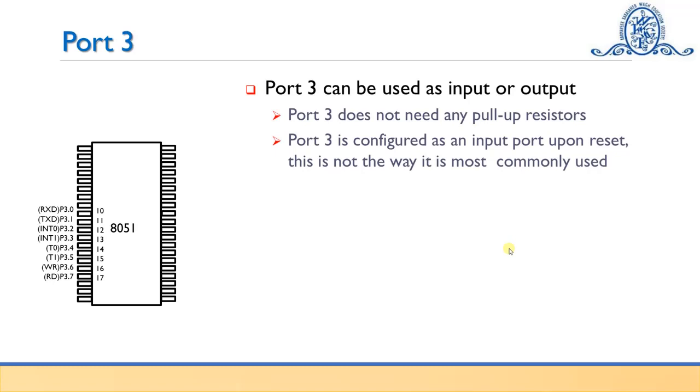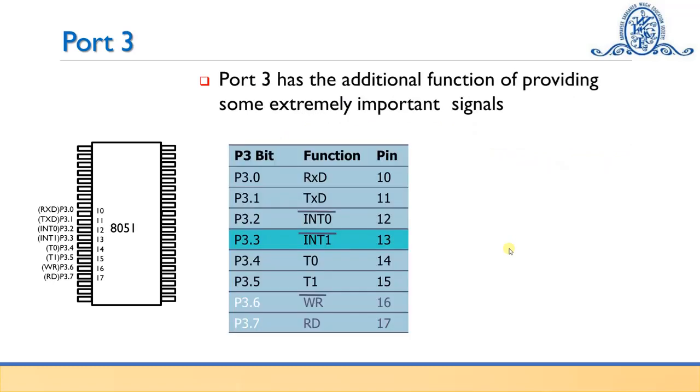And then this is not the way it is most commonly used. It is not used as an input or output port. So in what way is it used? Port 3 has additional functions for providing some extremely important signals. So these are the signals which are provided by the bits of port 3.